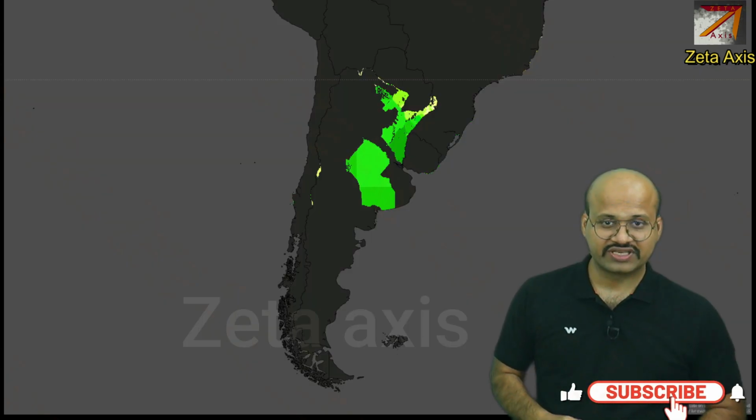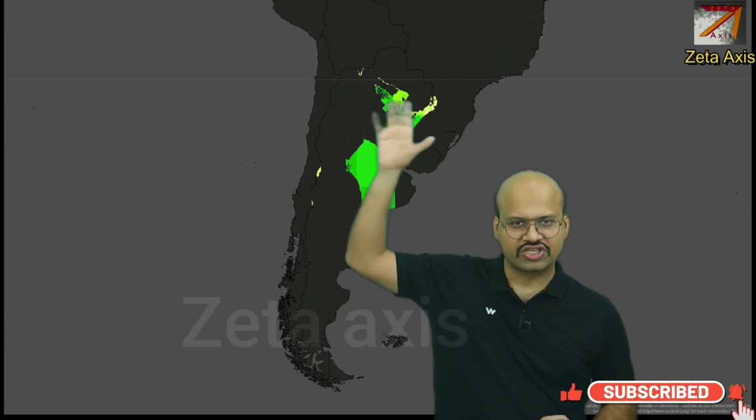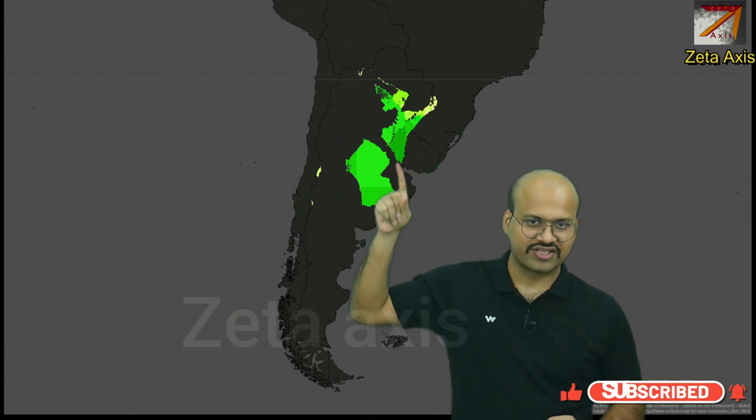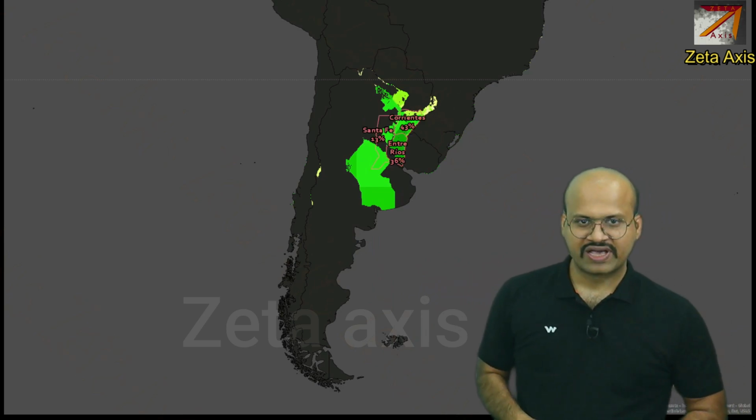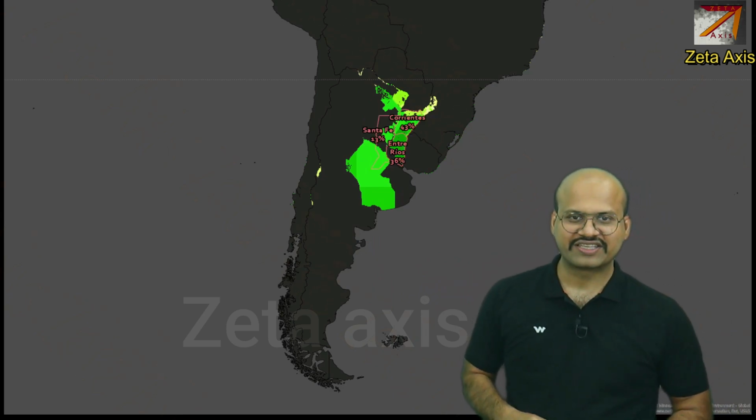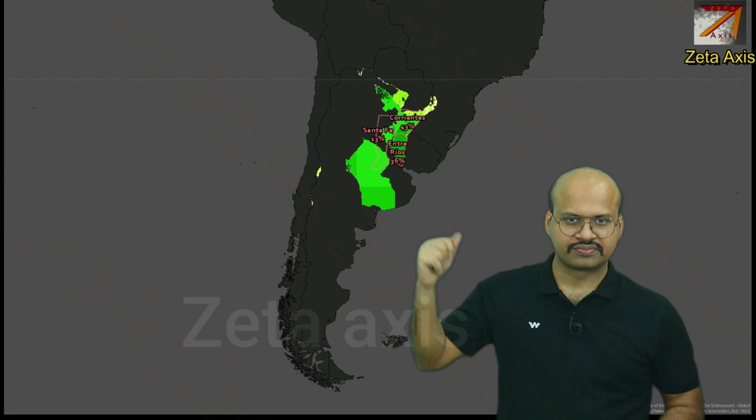Now let's see rice production in Argentina. We can again see that production of rice is confined to this La Plata region. This is the delta region of Parana, Uruguay and Paraguay river. And the states which produce rice in abundance in Argentina are these states.